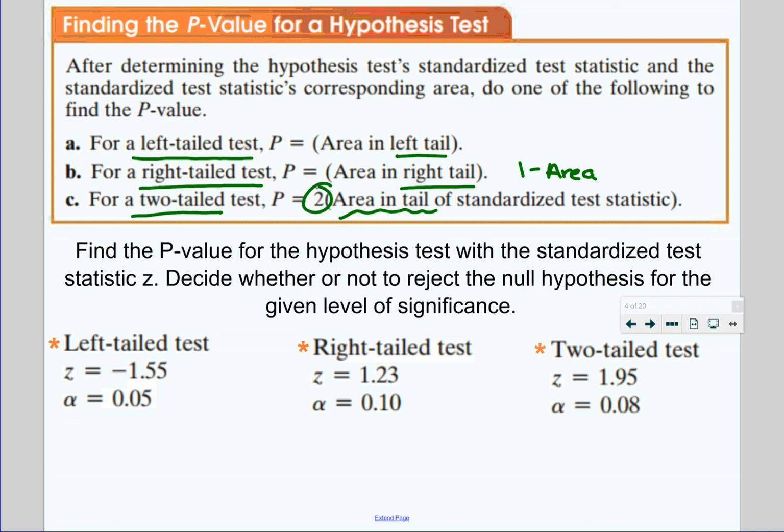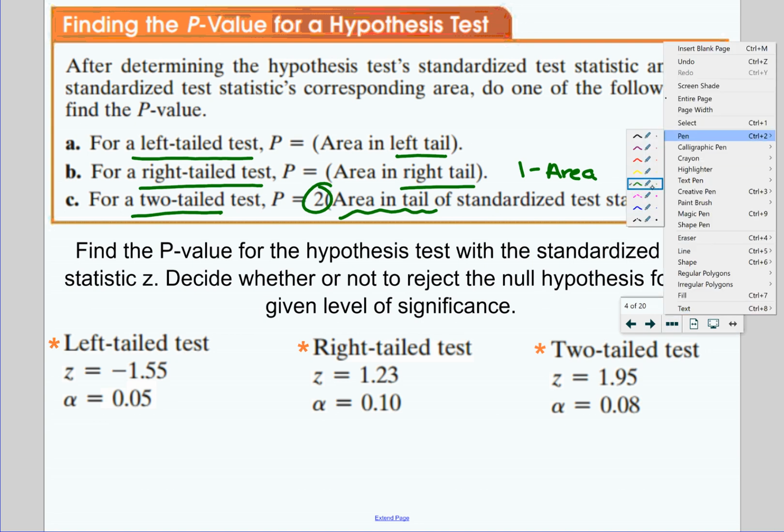So typically, we find the area in the left tail because that's the easiest to find, because it's the area to the left and that's what's on our chart. And then we double that, okay? So practicing, find the p-value for the given scenarios, and then based on that, we're going to compare it to our alpha and determine if we reject or not reject.